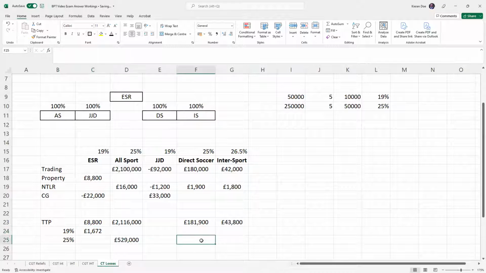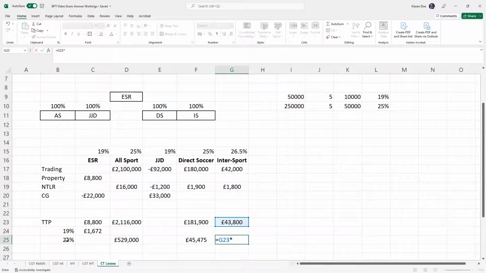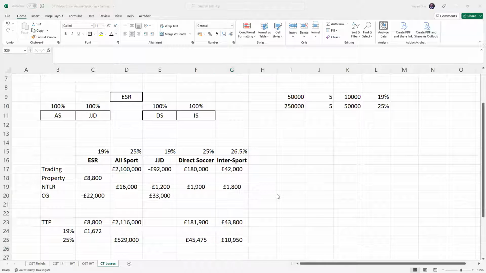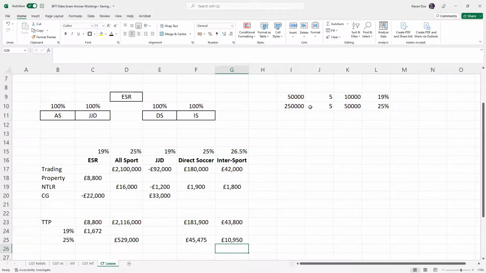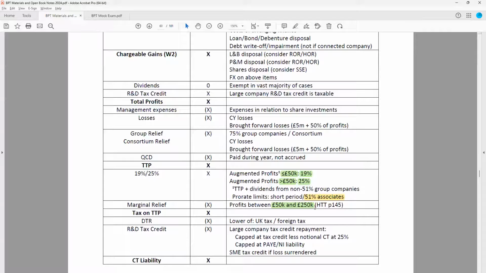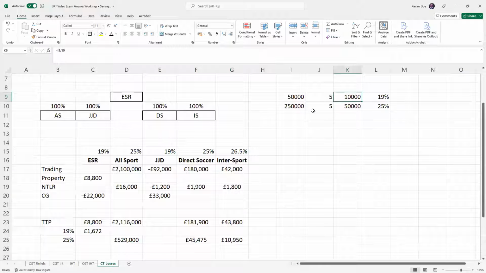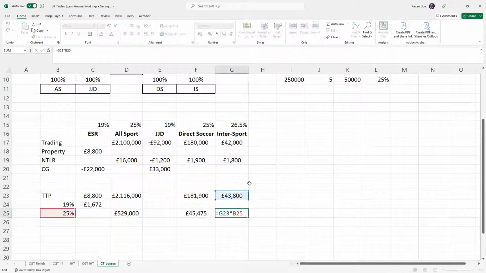So we'll have Direct Soccer paying at the main rate. And then we've got Intersport, because they are paying at the main rate. So, when you fall between the two, yes, profits are taxed at 25%, like we said. Now, I said here, as soon as profits are above 50k, obviously for this group it's 10k because we've apportioned it down, profits above 10k are taxed at the main rate. They are taxed at 25%.